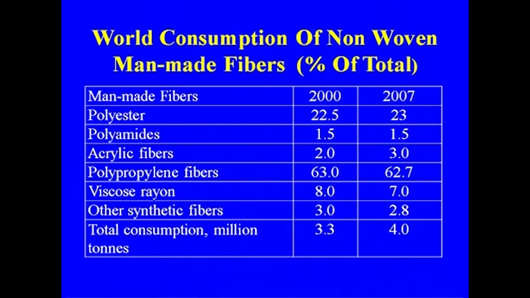This is the status of the world consumption of non-woven man-made fiber, which we discussed while discussing polymers, elastomers and synthetic fiber. Here you see, although polyamides are a small portion of the total man-made fiber, because the major one is polyester, the viscose yarn is also playing an important role in the synthetic fiber industry.